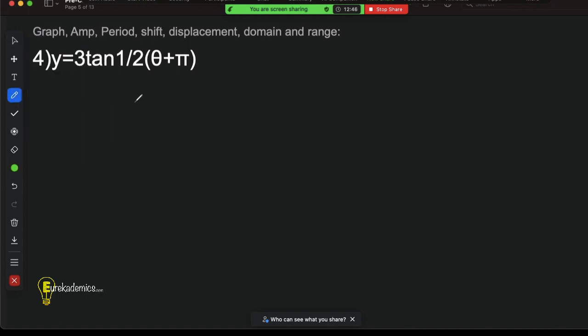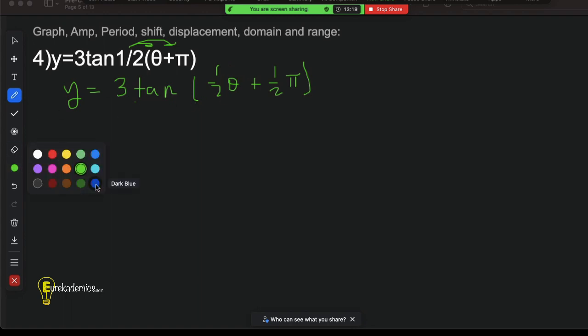Now, good news, when we're dealing with tangent, we don't have to deal with an amplitude, so our amplitude's none. But I see this half in front of my theta, and I don't like it. I need to distribute it inside. So let's do that. So y will equal 3 tangent, and if I distribute that in, that'll be like 1/2 theta plus 1/2 pi.